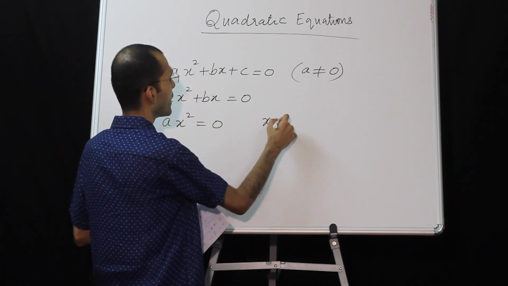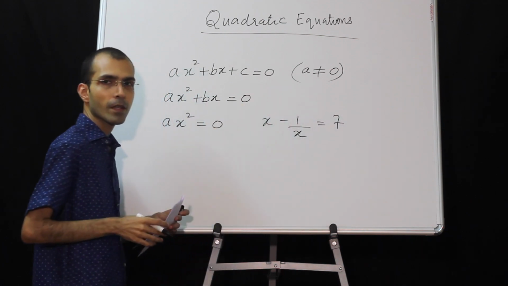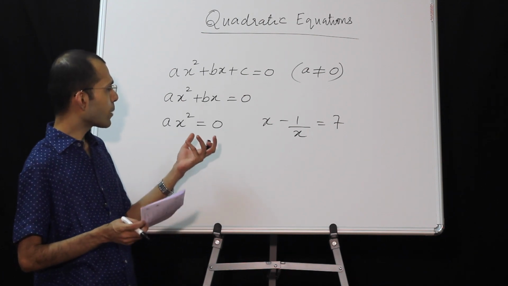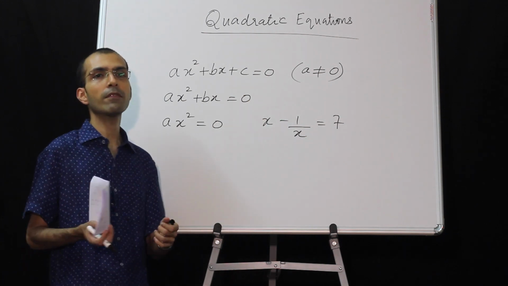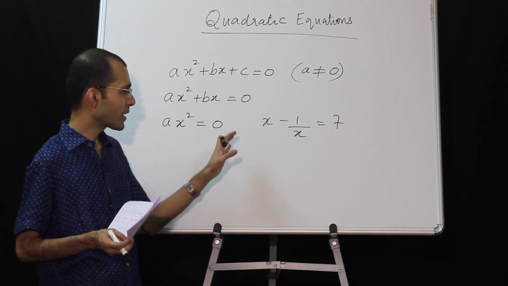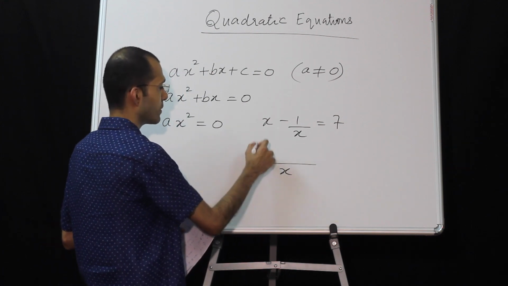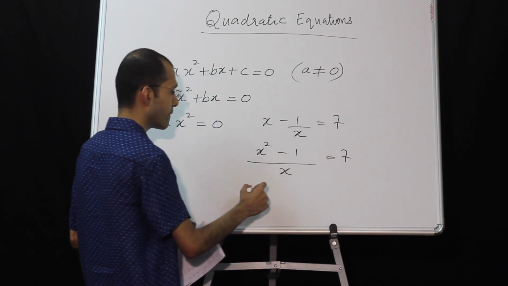Consider x minus 1 upon x is 7. Do you feel it is a quadratic equation? At the outset we feel no. Where is the power 2? Highest variable, where is it 2? But let's simplify this. LCM will be x here. So here we will get x square minus 1 equaling 7.